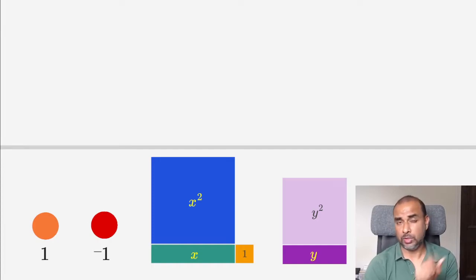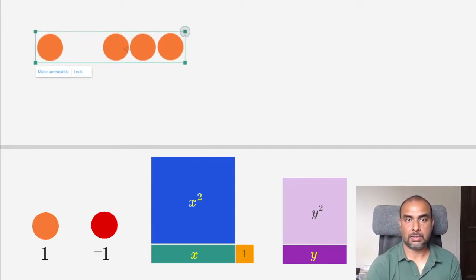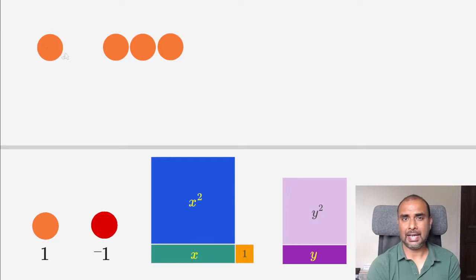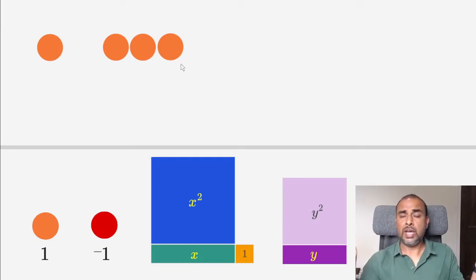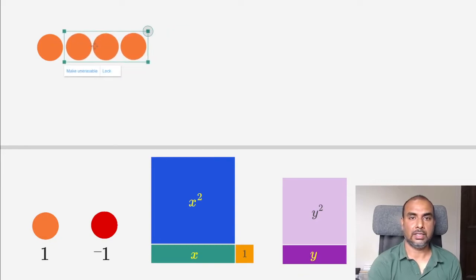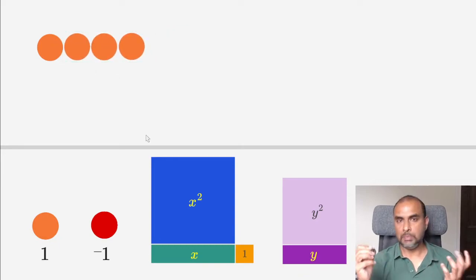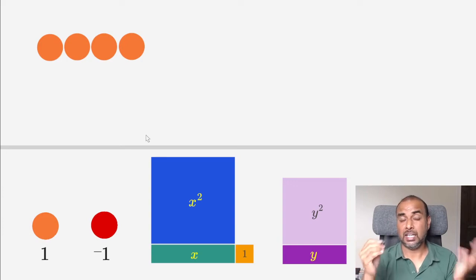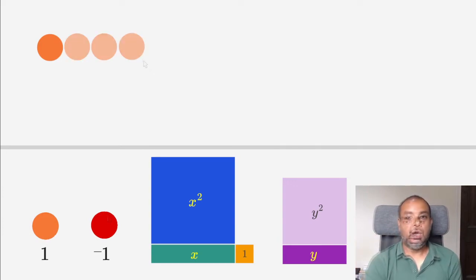So this orange counter represents 1. So something like this would be 1 and 3. So what does it mean to add? Push them together. So 1 and 3 push together, and we recognize this new set of objects as 4. This red counter is -1.